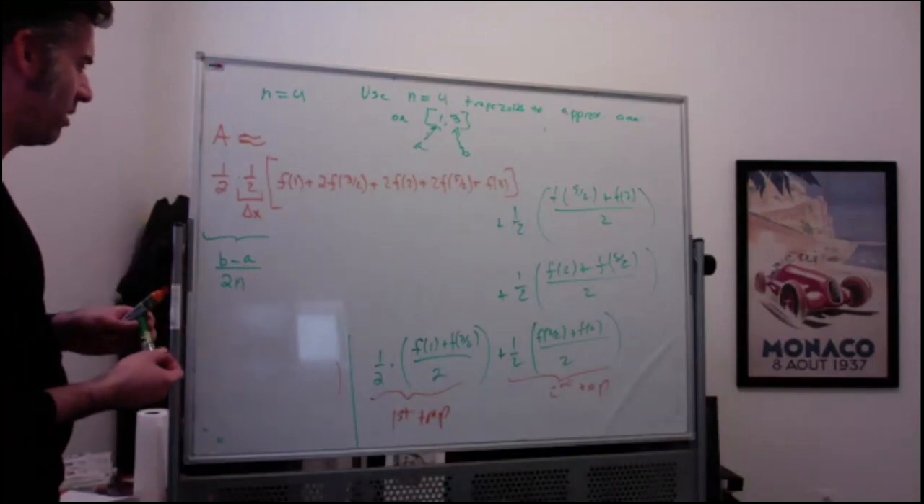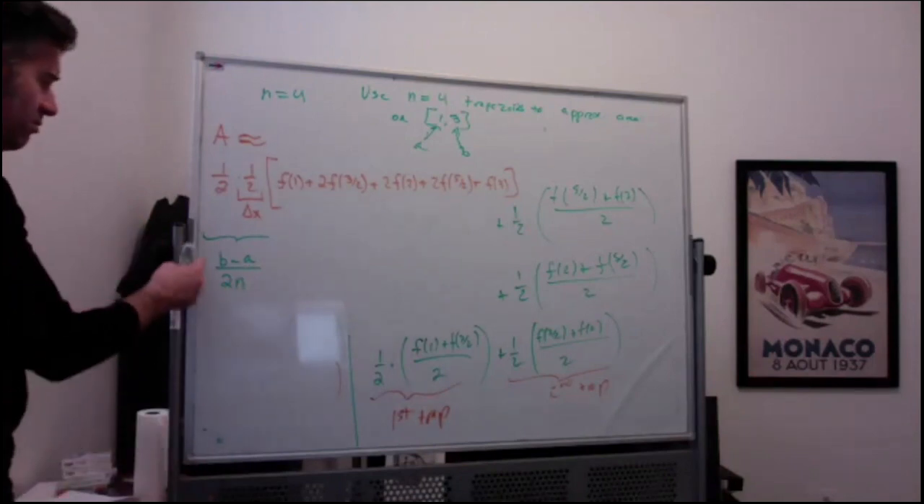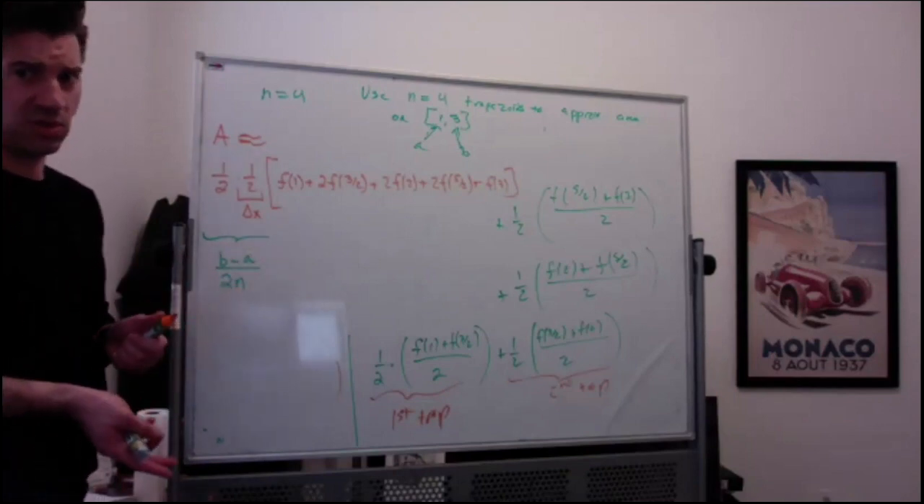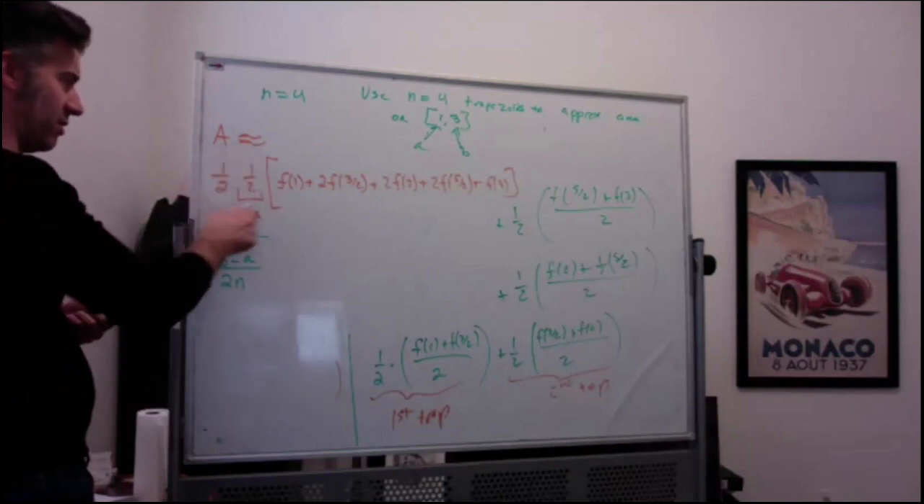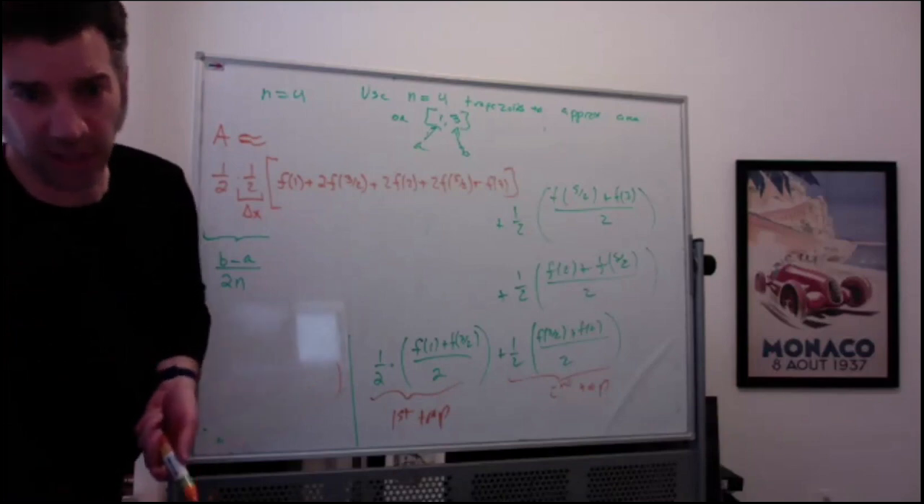I don't know why my brain is having a hard time thinking about this for a second. It's totally correct. B minus a over 2n is 3 minus 1 over 2 times 4, which is 2 over 8, which is 1/4, which is exactly what this is equal to. Great.